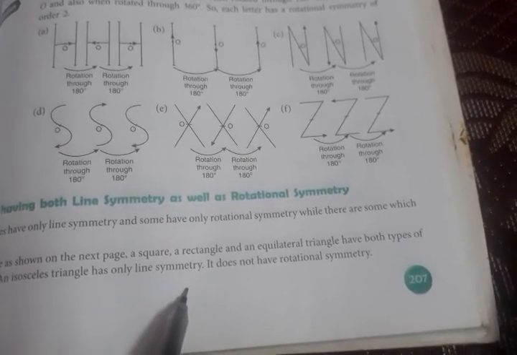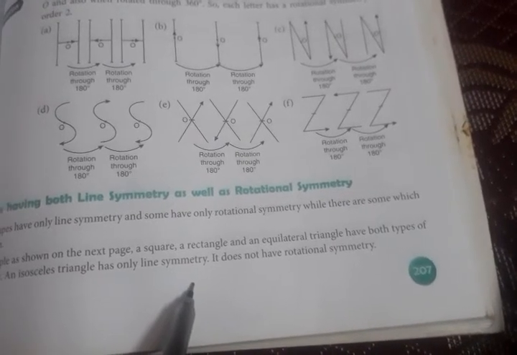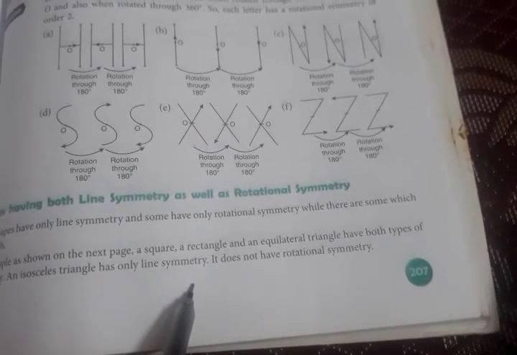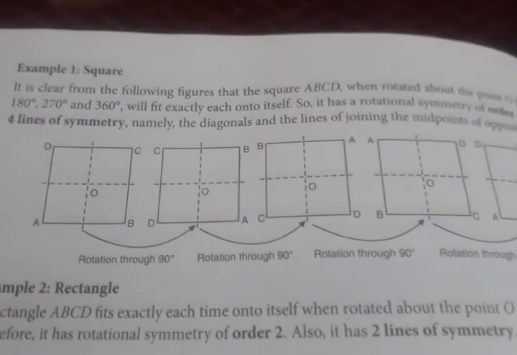Isosceles triangles means two sides are equal, one side is different. That is an isosceles triangle. Already know that, it does not have a rotational symmetry. So isosceles triangles do not have rotational symmetry.